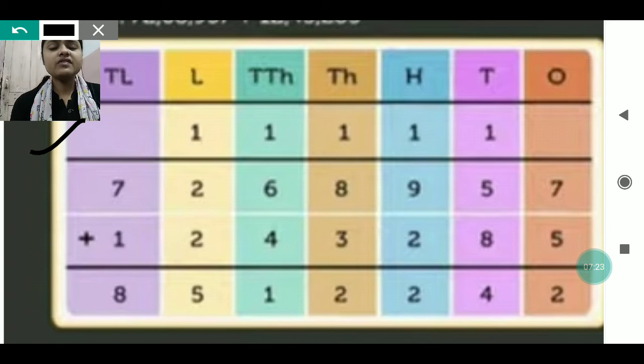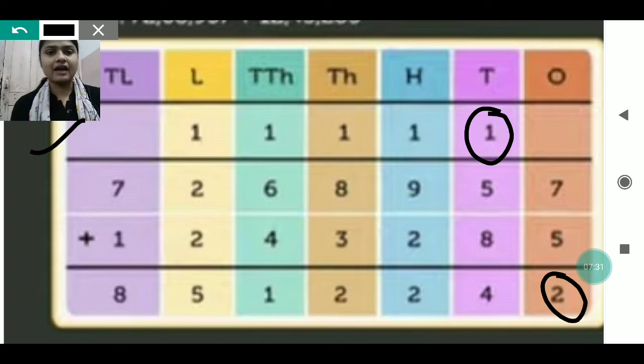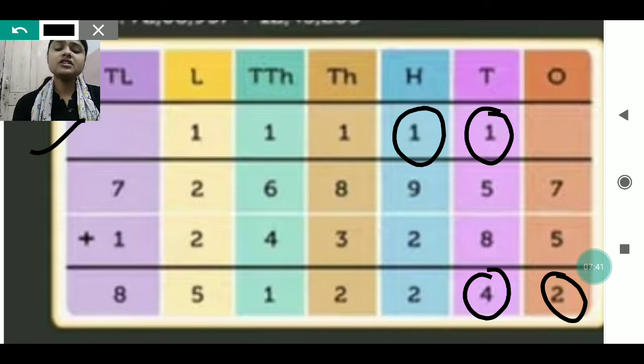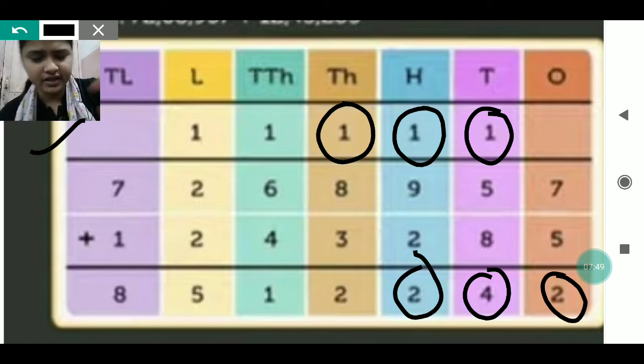So first we will start adding from the ones place. So 7 plus 5 will be 12. So 2 you write down, 1 you take carry. After this 5 plus 8 will be 13 plus 1 is 14. You write 4 down and 1 you take carry. 9 plus 2 is 11. 11 plus 1 is 12. So 2 will be written down and 1 will be taken carry.